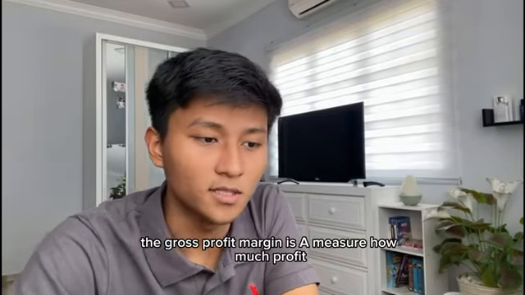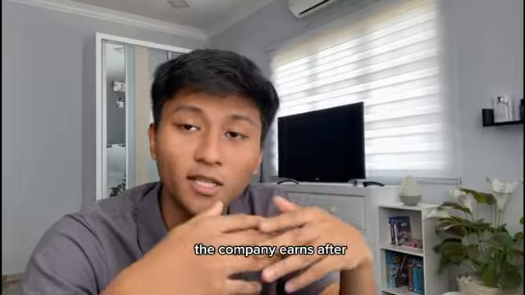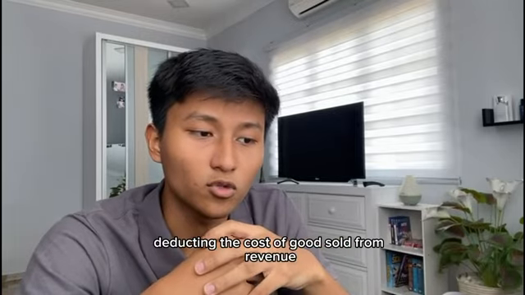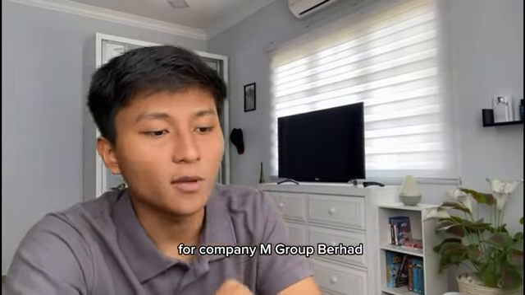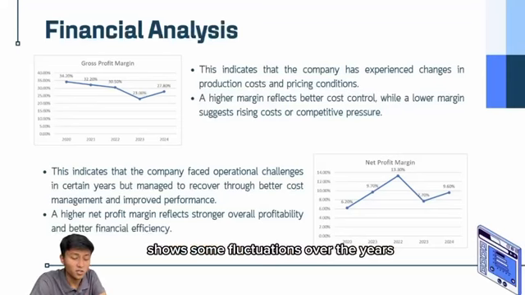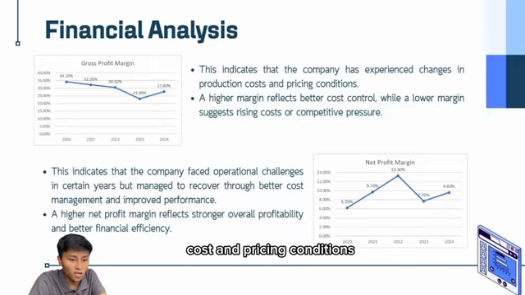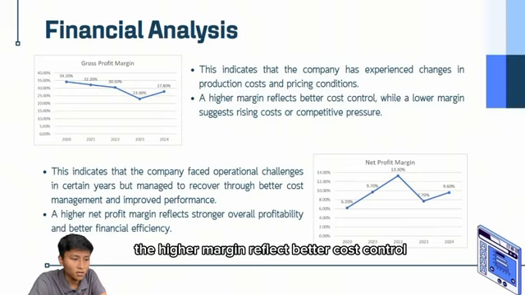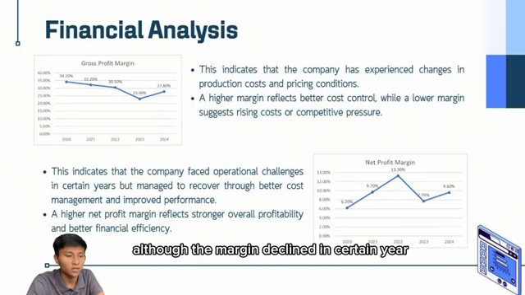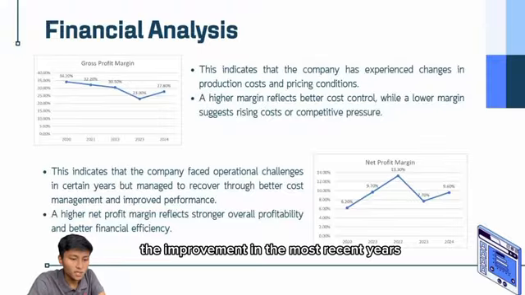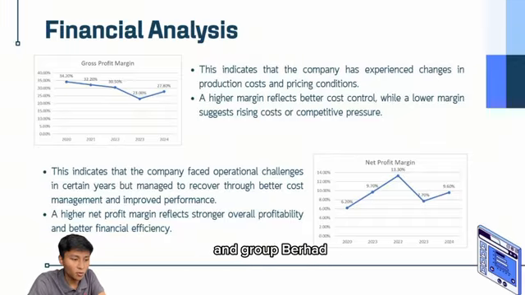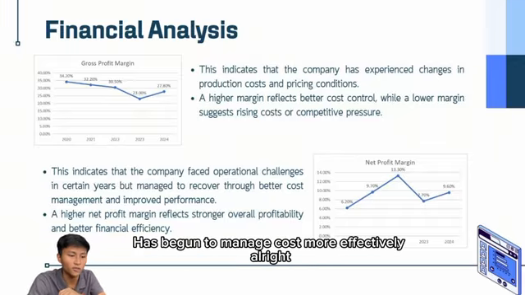First, the gross profit margin is a measure of how much profit the company earns after deducting the cost of goods sold from revenue. For company M Group Berhad, the gross profit margin shows some fluctuations over the years. This indicates that the company has experienced change in production costs and pricing conditions. A higher margin reflects better cost control, while the lower margin suggests rising costs or competitive pressure. Overall, although the margin declined in certain years, the improvement in the most recent years suggests that company M Group Berhad has begun to manage costs more effectively.